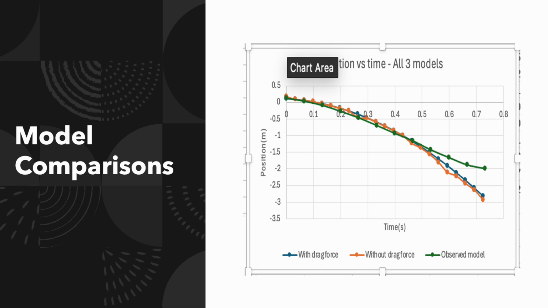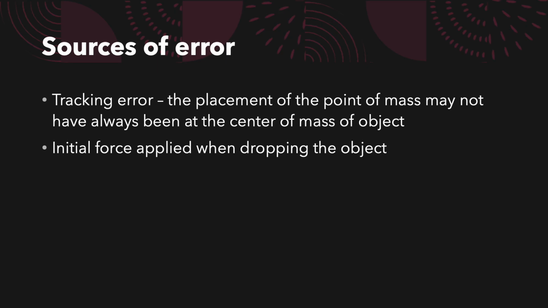So this shows that the computational model with the drag force and gravity accurately represents the motion of a falling object. The possible sources of error are the tracking error, where the placement of the point mass may not have always been at the center of mass of the object, and the initial force applied when dropping the object.